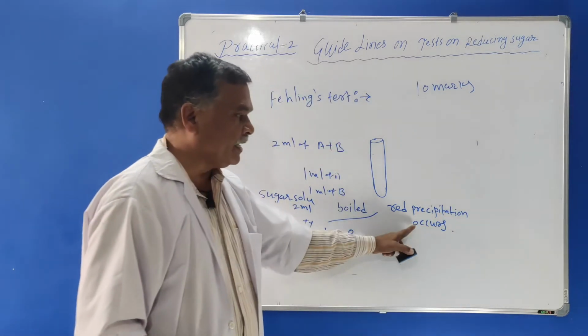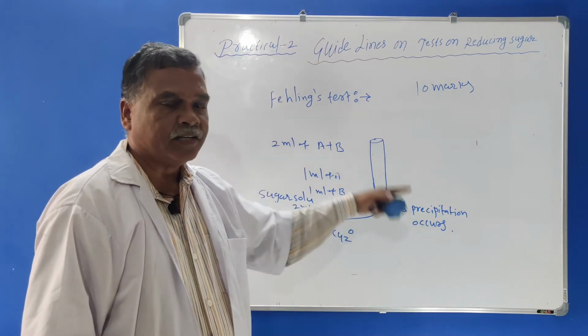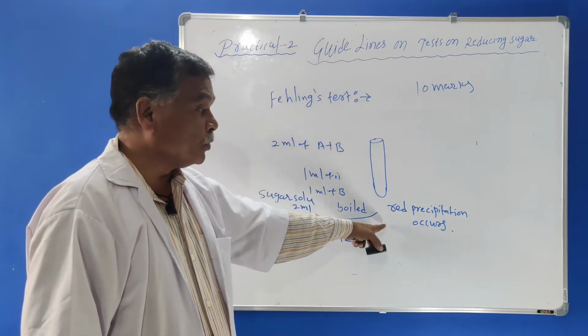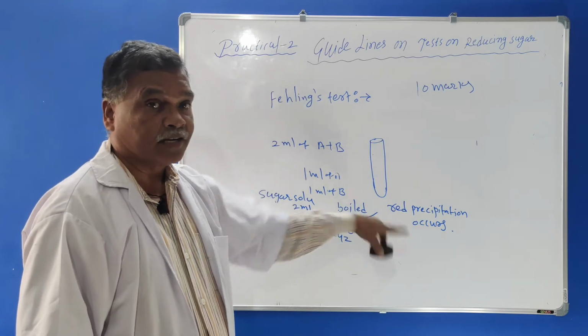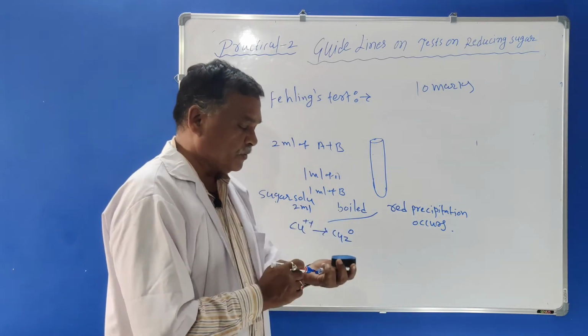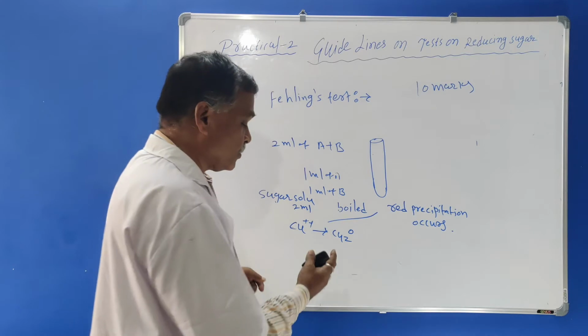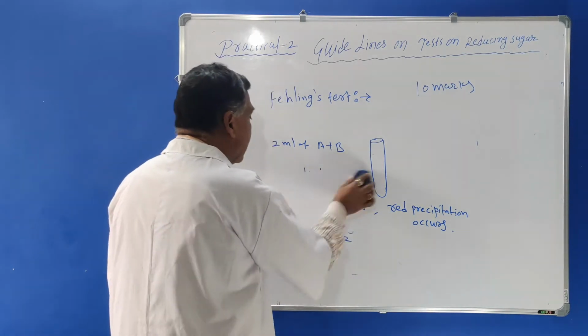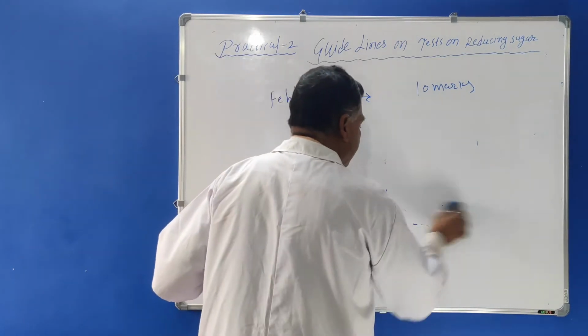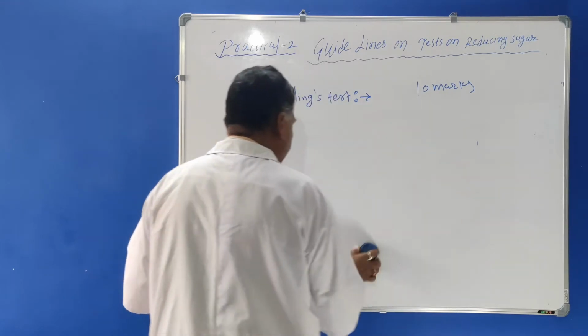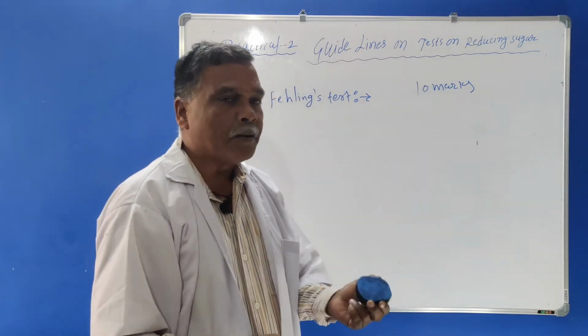So this red precipitate is nothing but the reduction of the monosaccharide. Cupric ions are converted to cuprous oxide. So this is the Fehling's test. You must know that the Molisch test and Fehling's test we have seen. Now we'll see the third one, called the Benedict test.